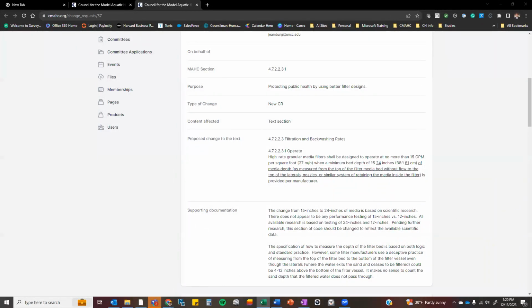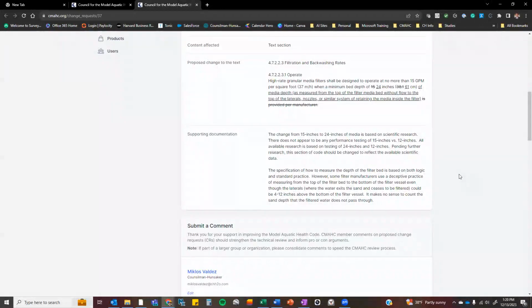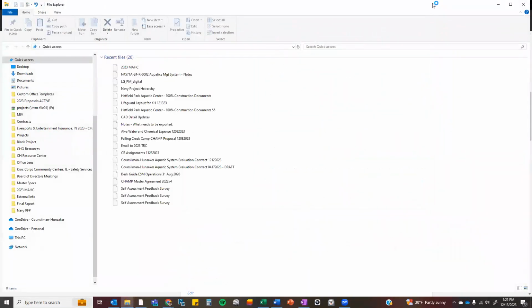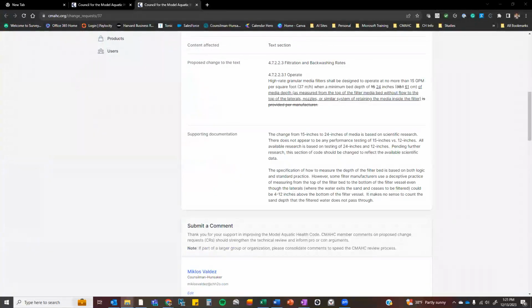I wish there would have been some research provided. Yeah, I was just wondering how different is this from the norm, from manufacturer instructions? Do all the filters out there have a manufacturer instruction guide that says 15 inches? Well, I'm wondering, what is the NSF 50 based on? Is it based on a 15-inch bed depth, or is it based on a?